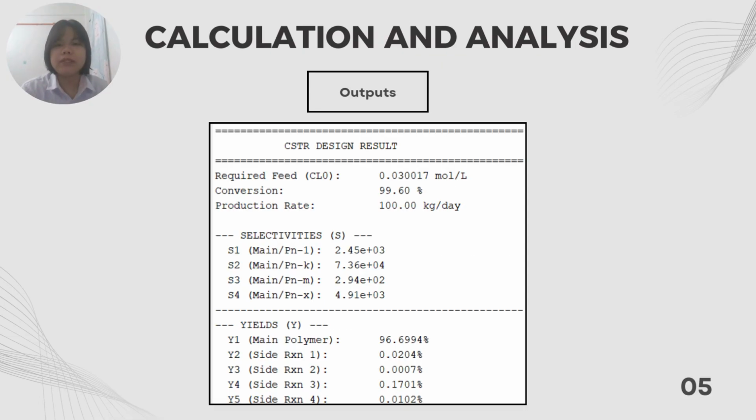These are the outputs. To achieve the target production of 100 kg per day of PLA, the required feed concentration is 0.03 mol per liter. The conversion is 99.6%, which indicates that the reactant is efficiently used. The selectivity value shows the preference of PLA formation over the side product, with a higher number meaning the main product is formed much more than the side product. For the yield, the main reaction contributes 96.7%, while the side reaction only contributes a very small percentage.